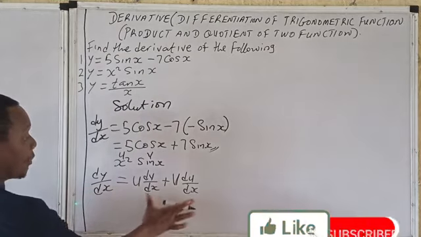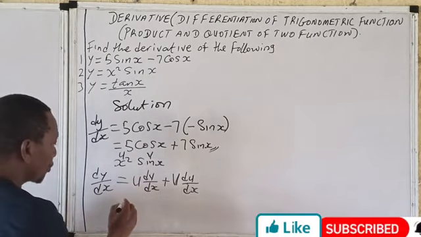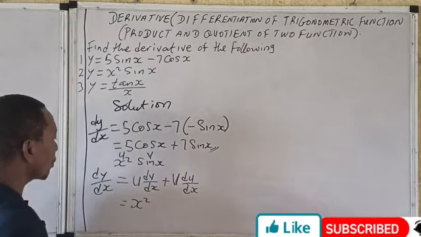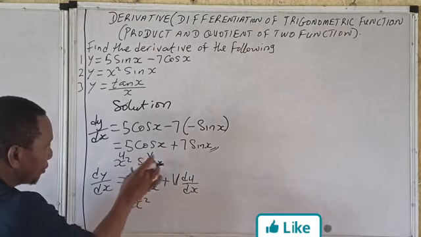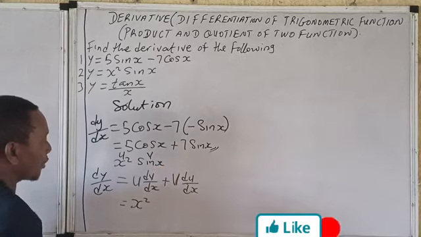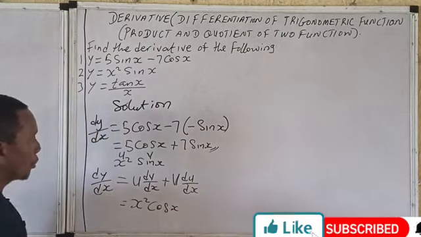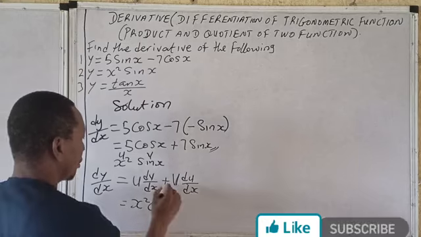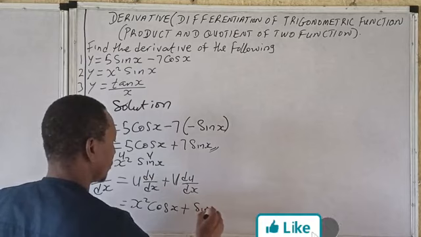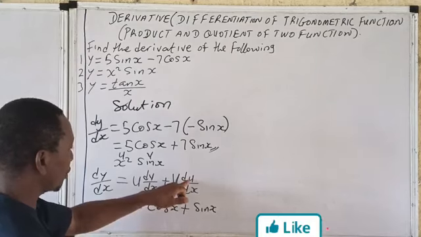Now this is very simple. What it means is this is a formula. Pick u, so what is u? x squared. Differentiate v. If you find the derivative of sine x, what will you get? Cos x. Now we have solved this part of the equation. Put your plus sign here, then pick v. What is v? Sine x.